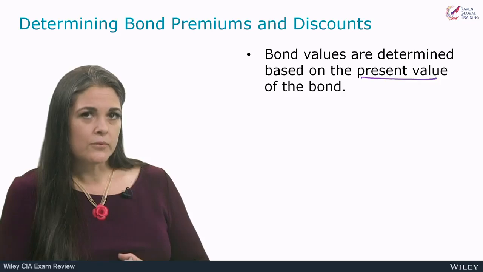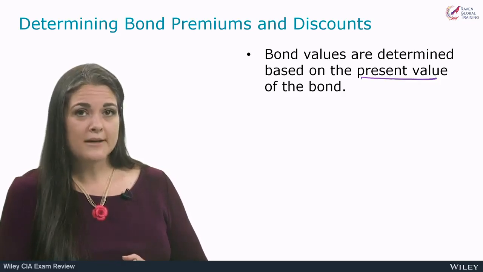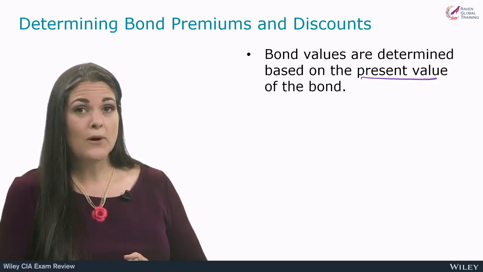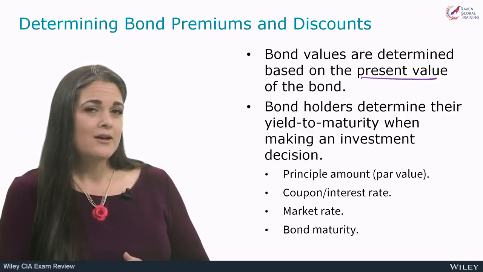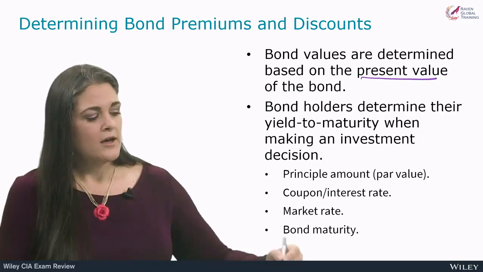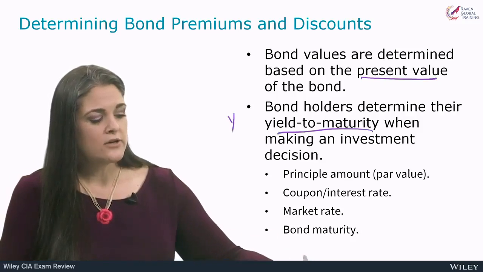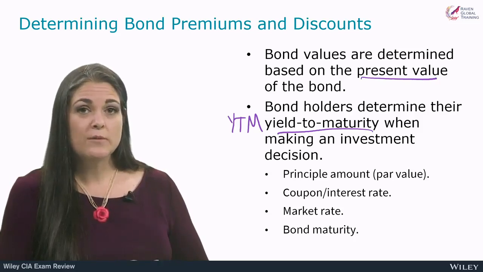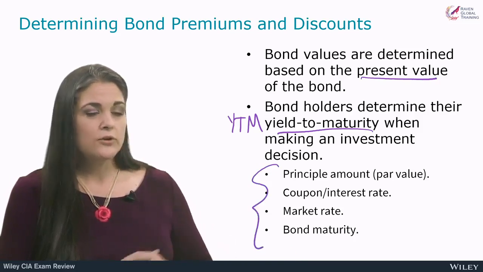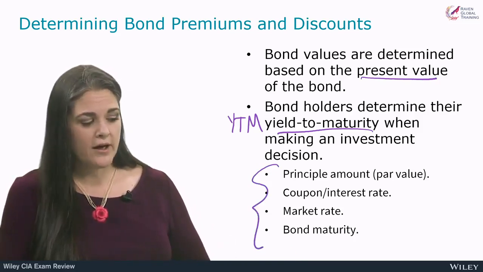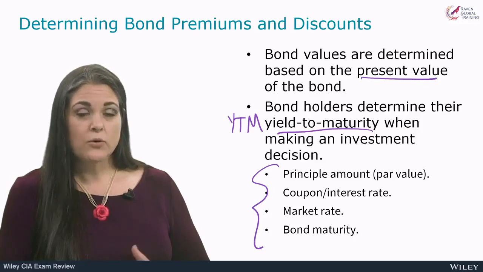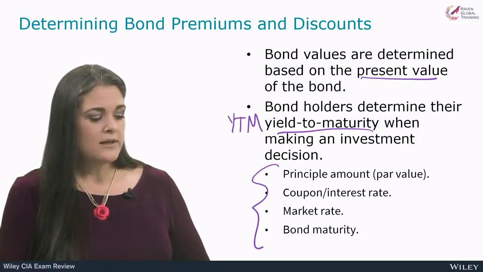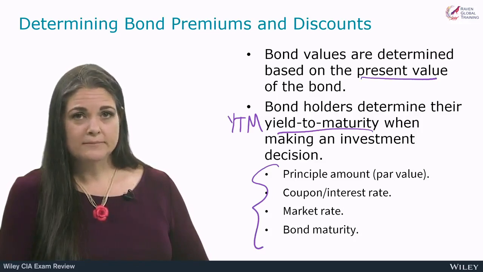As a bondholder, we might choose to invest in a bond in order to hedge against risk or, preferably, make a little bit of money. In order to determine how much money you will make, organizations will calculate what's known as their yield to maturity, frequently abbreviated simply as YTM. An organization, when choosing to invest in a bond, will determine their yield to maturity based on a number of factors, including the principal amount of the bond or par value, the bond interest rate or coupon or bond rate, as well as the market rate and the bond maturity.